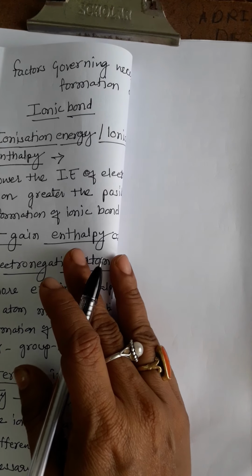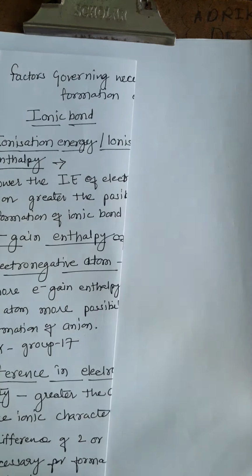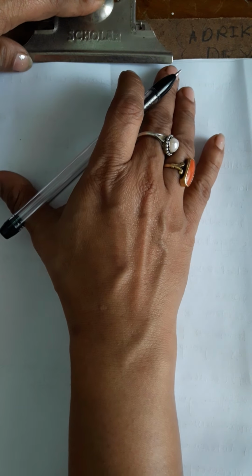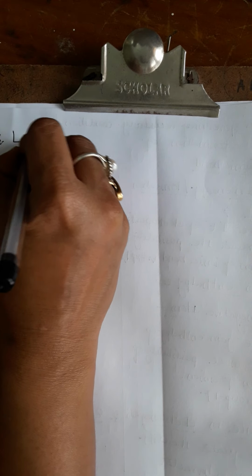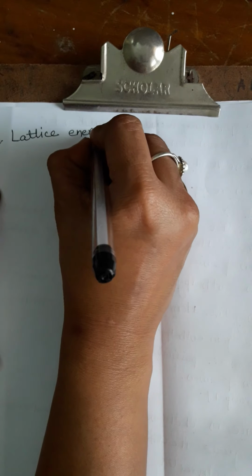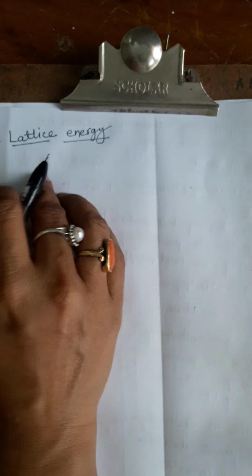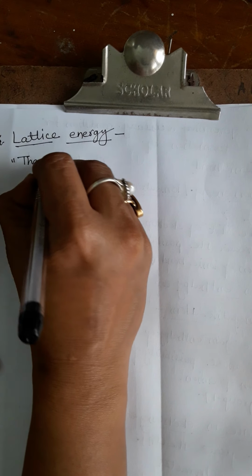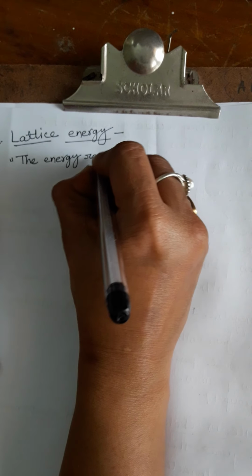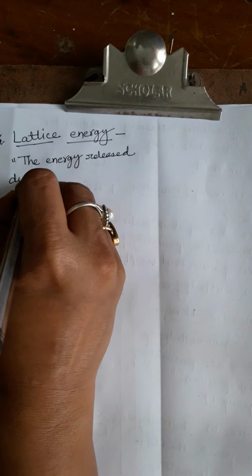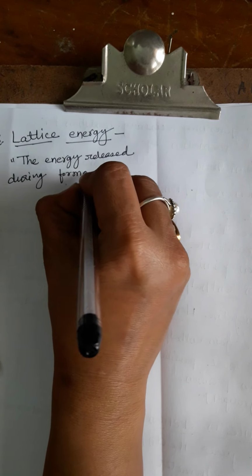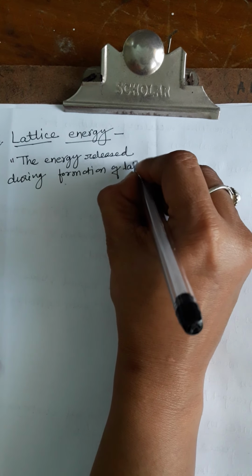Fourth factor in case of ionic bond is lattice energy. Now let us understand what is lattice energy. So the fourth factor is lattice energy. What is lattice energy? The energy released during formation of lattice is called as lattice energy.